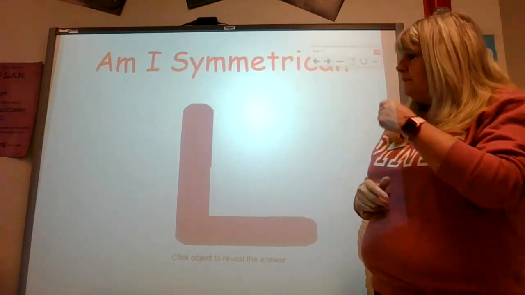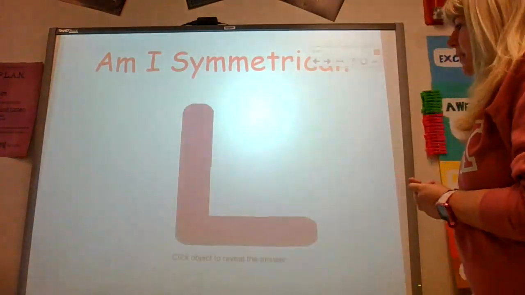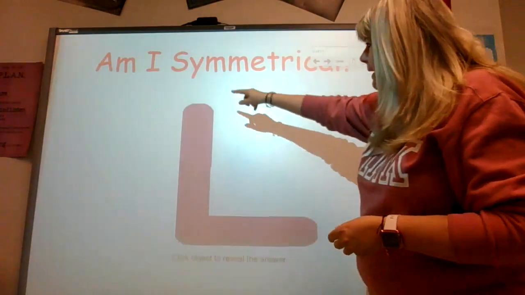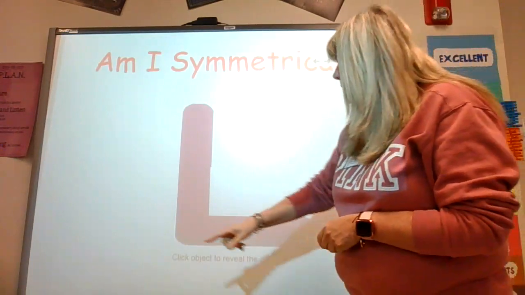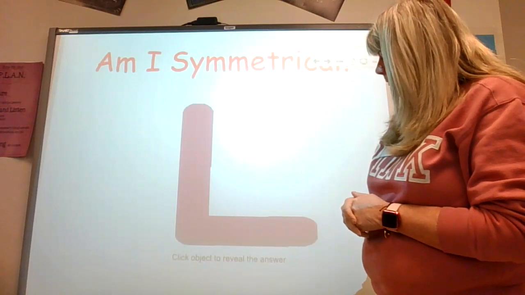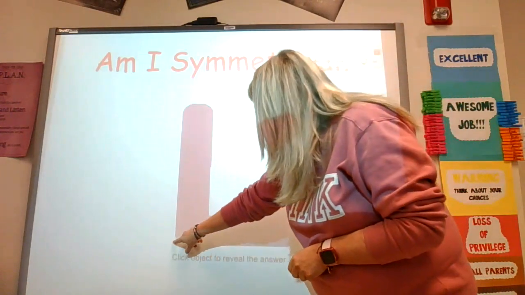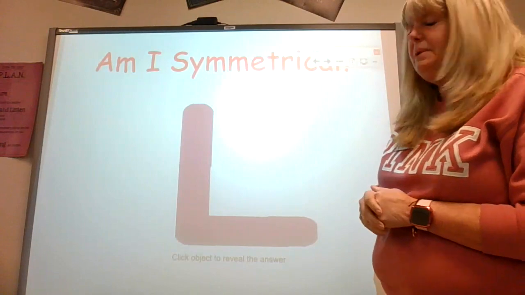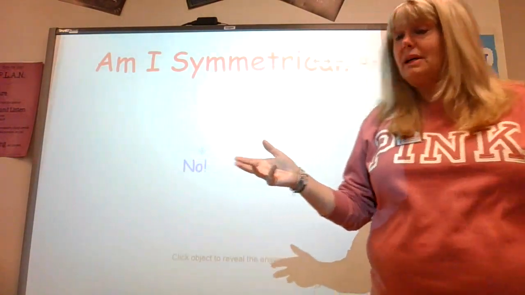Okay, now this is the letter L. Let's see if we can make this symmetrical. Well, I know I can't draw a line from top to bottom, a vertical line, and make it symmetrical. And I know I can't draw a line that's horizontal that makes it symmetrical. Now, the only other thing that I could think of is if I drew a line right here. But I still don't think if I did that, that it would be symmetrical. So let's see. Nope, we were right. It's not symmetrical.